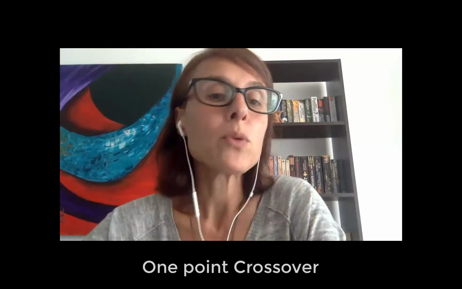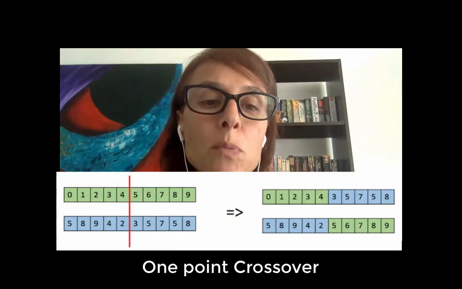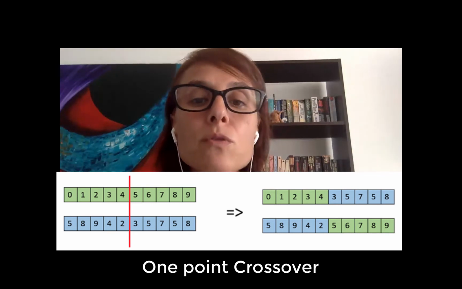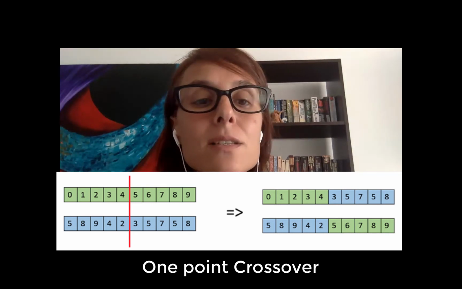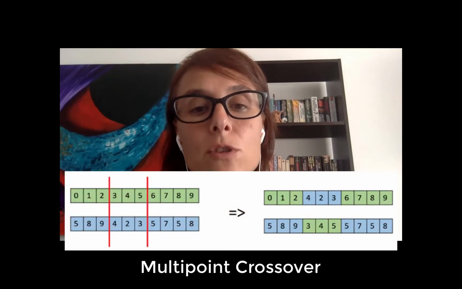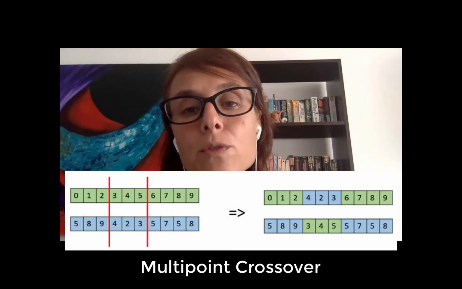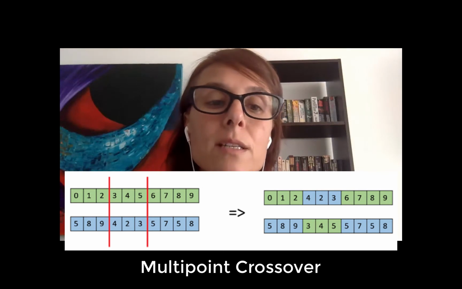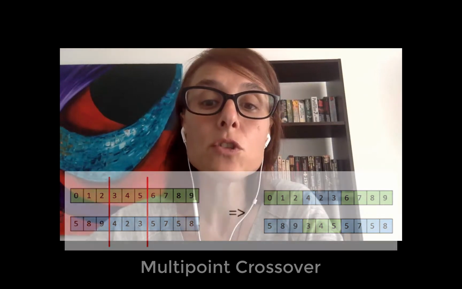We've got the one-point crossover. In this one-point crossover, a random crossover point is selected and the tails of its two parents are swapped to get new offspring. The multi-point crossover. The multi-point crossover is a generalization of the one-point crossover wherein alternating segments are swapped to get new offspring.